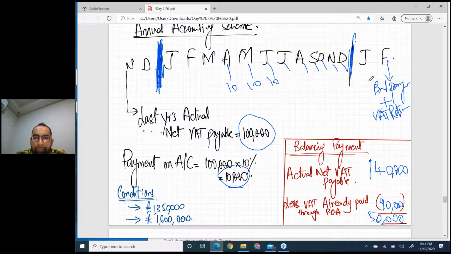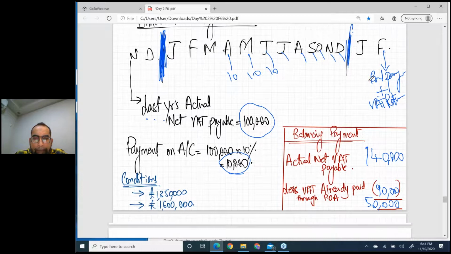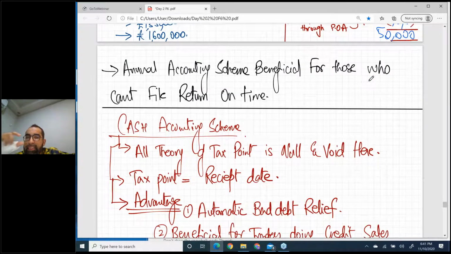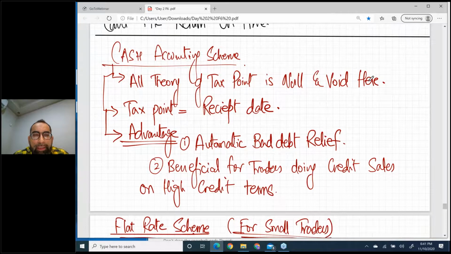Right? Now see, I've written annual accounting scheme beneficial for those who can't file return on time. Now the second scheme, boys and girls, we have cash accounting scheme. What is cash accounting scheme?